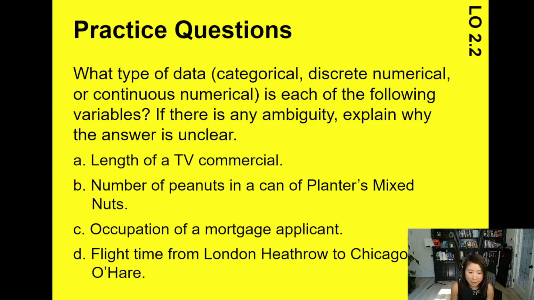Okay, next is the occupation of a mortgage applicant. So the occupation can be doctor, teacher, banker. All those values I just mentioned are just names. If they are individual names, that means they are categorical data, right? So therefore for C, the occupation of a mortgage applicant will be categorical data.